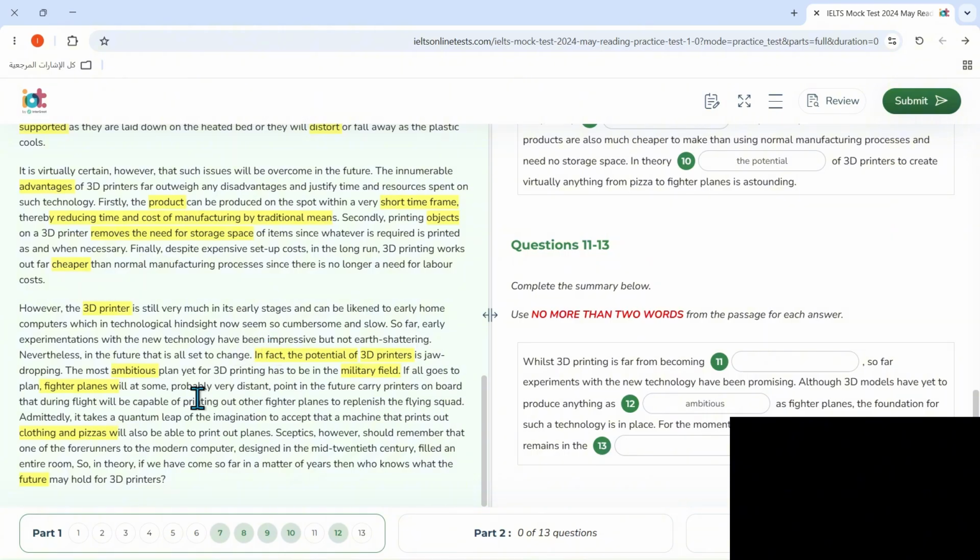However, we should remember that the computer design in the mid-century filled a room. So if we have come so far in a matter of few years, then who knows what the future may hold for 3D printers?